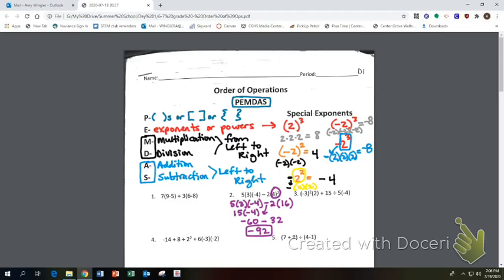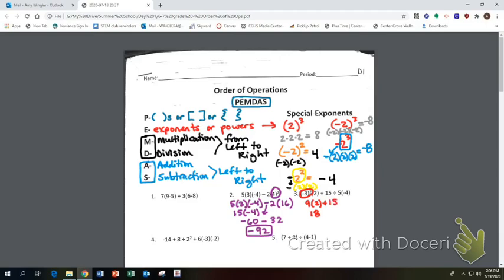Let's do one more of these together, and then I'm going to have you guys work through the worksheet, and then you just need to email me with any questions that you have. So let's look at number 3. On number 3, again, nothing happening inside the parentheses, but we do have a negative 3 that's being squared, and the negative 3 is inside the parentheses. So negative 3 times negative 3 is positive 9. Positive 9 times 2 is 18.